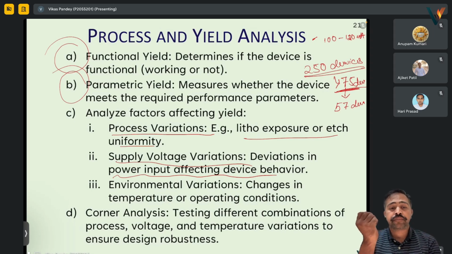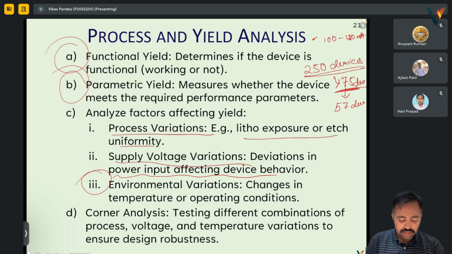Okay, so that will affect the yield. So we have to take care that there is no environmental variation when we are testing and when we are actually fabricating also. Okay.